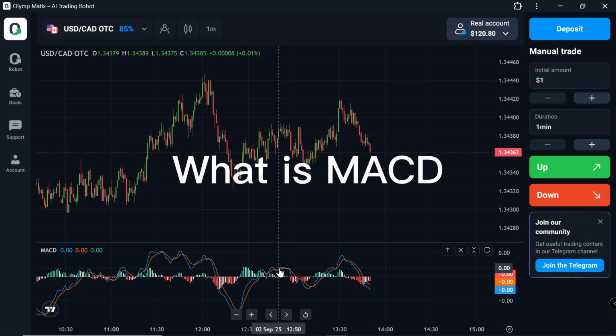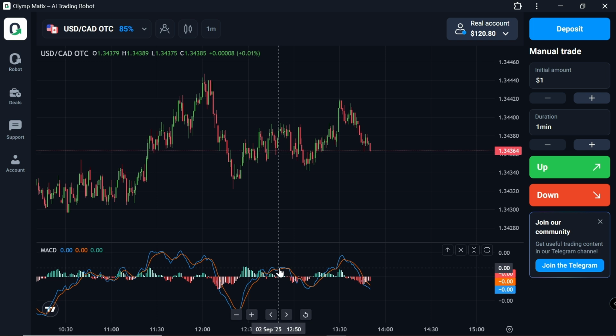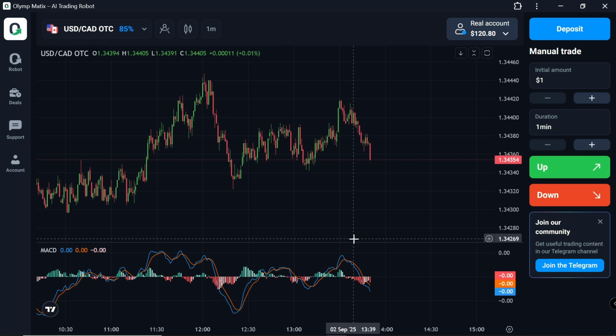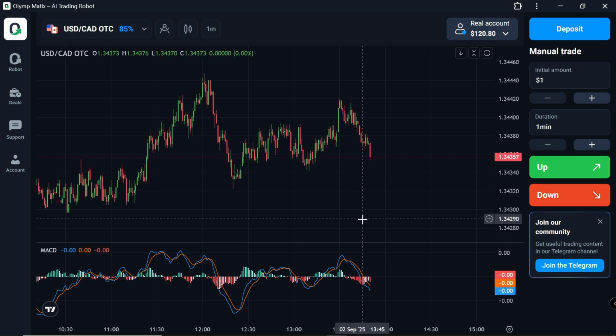What is the MACD indicator? The MACD is a momentum indicator, guys. It shows when a trend is gaining or losing strength, right? When price approaches a supply or demand zone, the MACD confirms a reversal. So that's a high probability trade. You know what I'm saying? So that's how you get to know a high quality trade and a low quality trade. That's how you find them out.